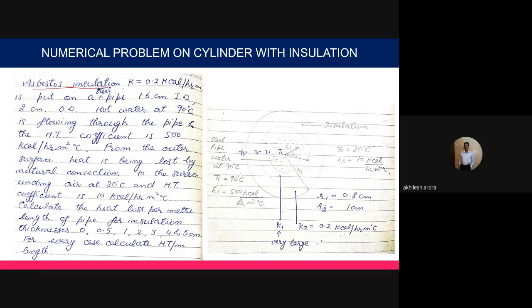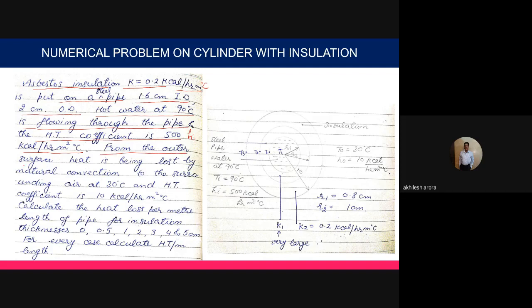Asbestos insulation, for which the thermal conductivity value is 0.2 kilocalories per hour meter degree Celsius, is put on a steel pipe of 1.6 centimeter inner diameter and 2 centimeter outer diameter. Hot water at 90 degrees Celsius is flowing through the pipe and the heat transfer coefficient is 500 kilocalories per hour meter square degree Celsius. So basically this is the value of h_i, that is, the inside heat transfer coefficient.